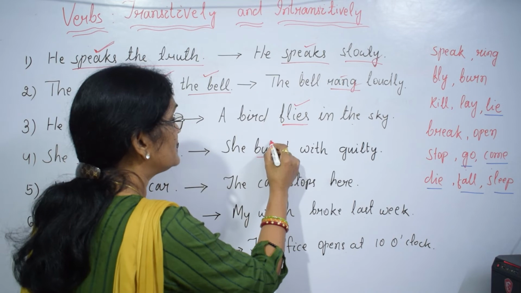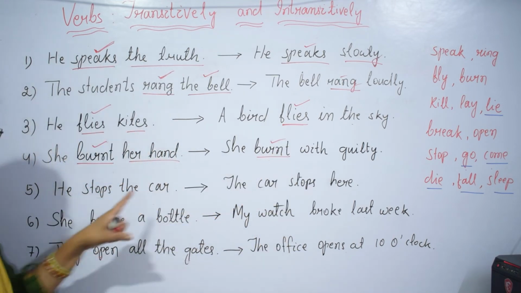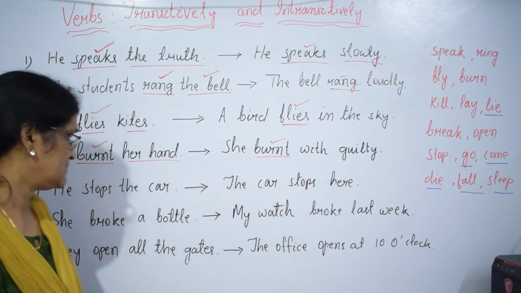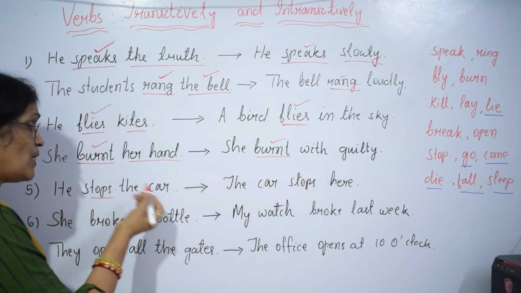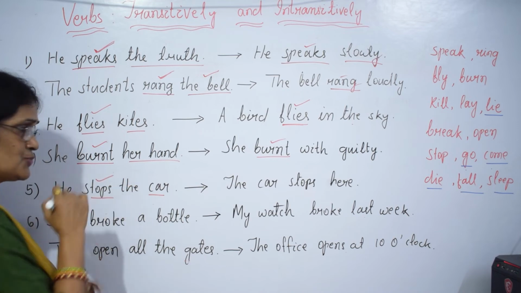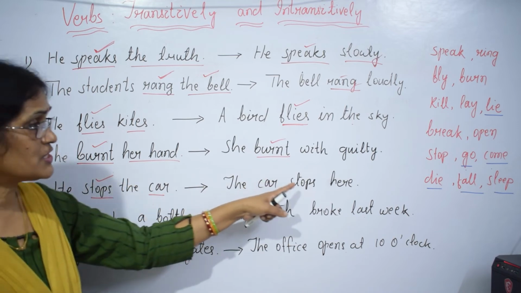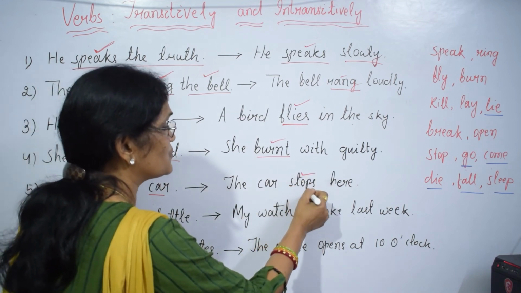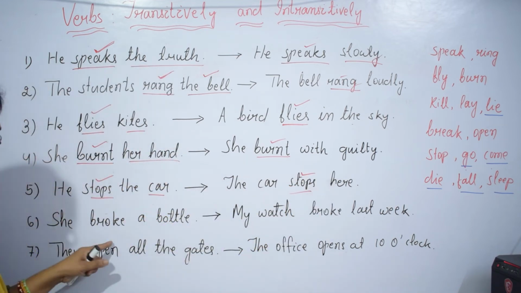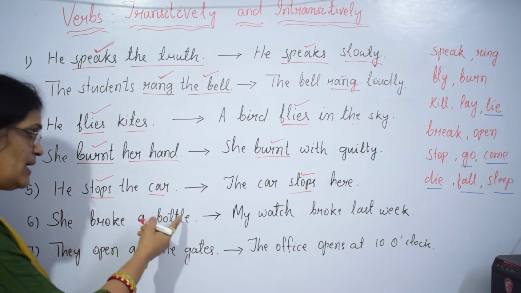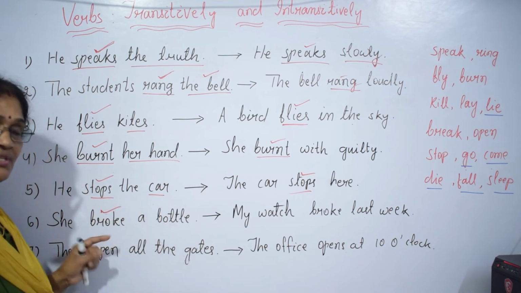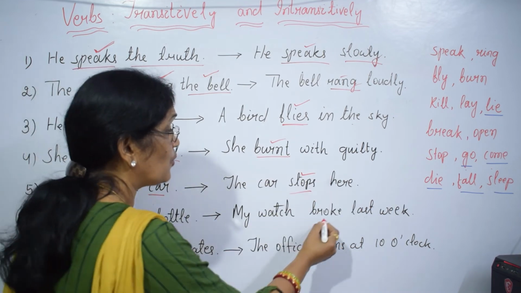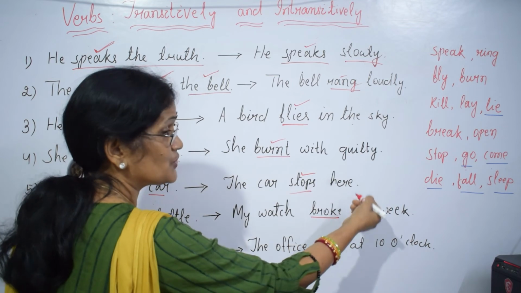So the verb is used intransitively. He stops the car. The car stops here. He stops the car. Stops what? The car. So stops is used transitively. The car stops here. Stops where? Here. So stops is used intransitively. She broke a bottle. Broke what? A bottle. Broke is used transitively. My watch broke last week. Broke when? Last week. It answers the question when.